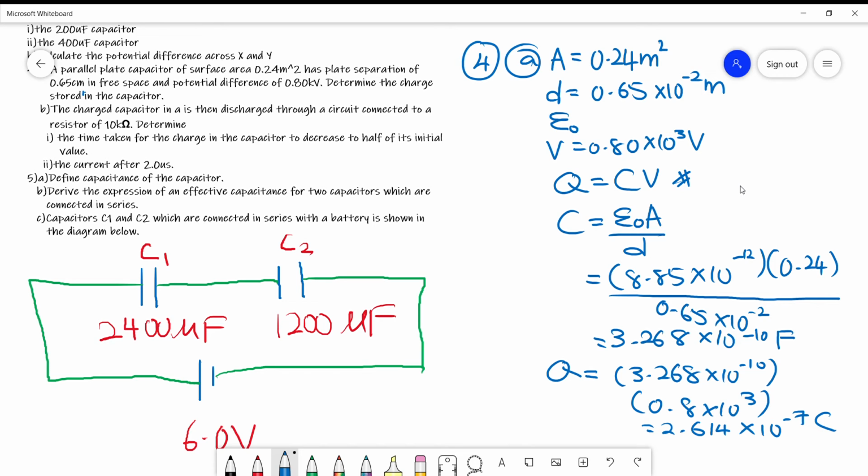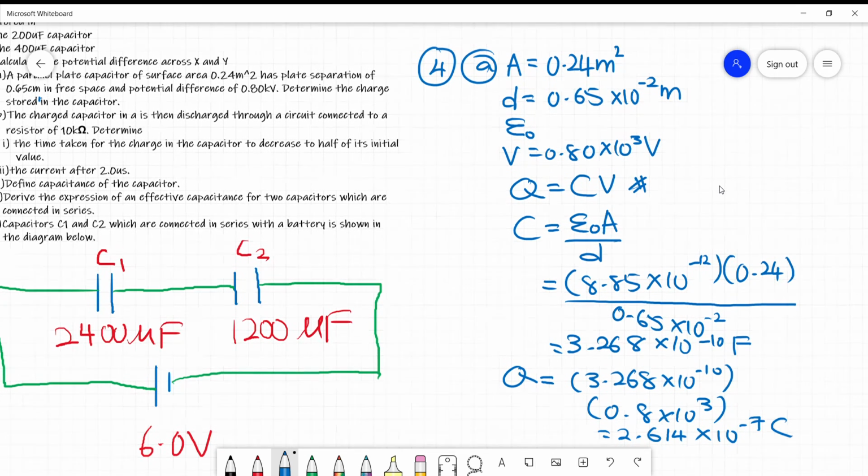Let me check whether it's correct or not. Yeah, the question is correct, and the answer is correct. 2.614 times 10 to the power negative 7. Alright, so let's move on to question B. Let me just erase all this.